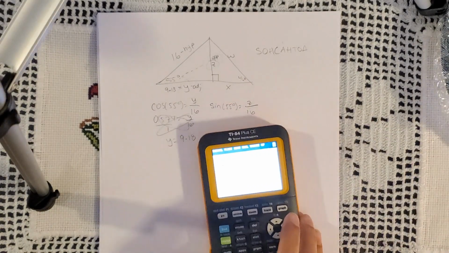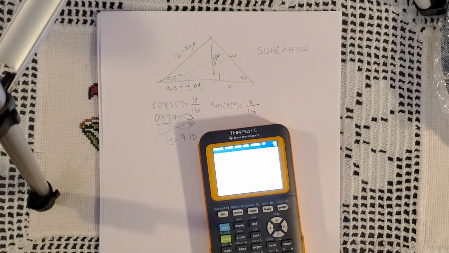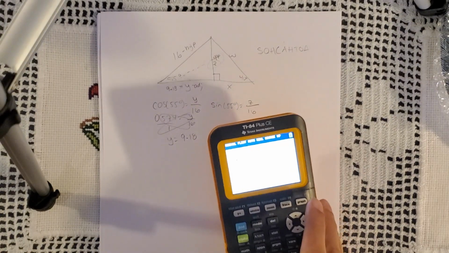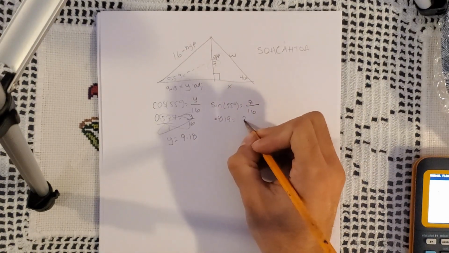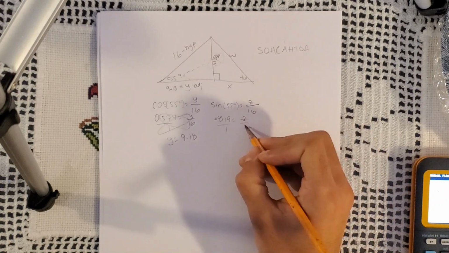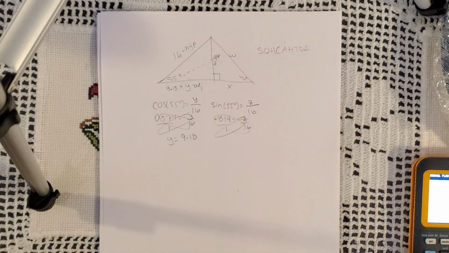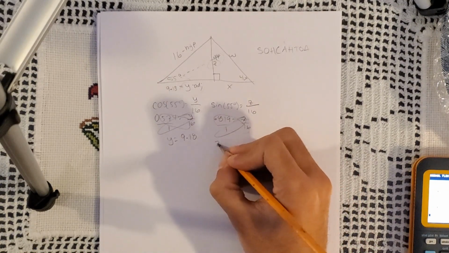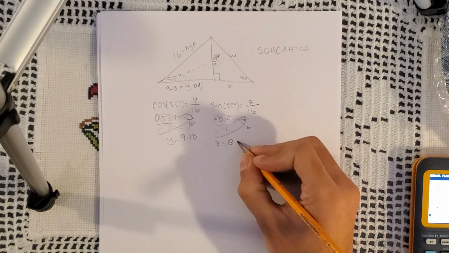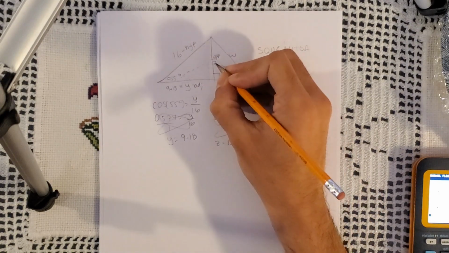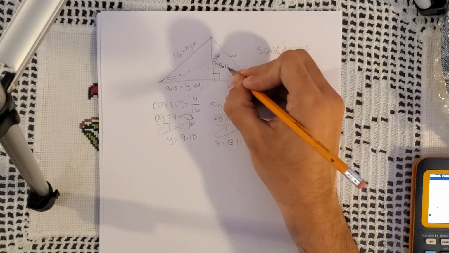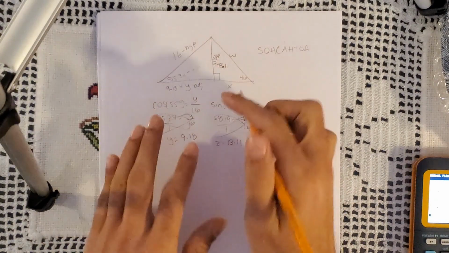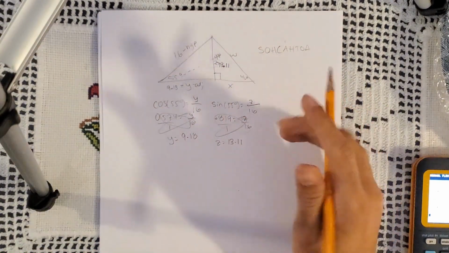Okay. Once again, I go to my calculator. Sine of 55 is 0.819. So 0.819 equals z over 16. Put this over 1, cross multiply, and you get that z equals 13.11 if you round. So 13.11. All right, so that takes care of this triangle, this half. Now I need to worry about the other half.